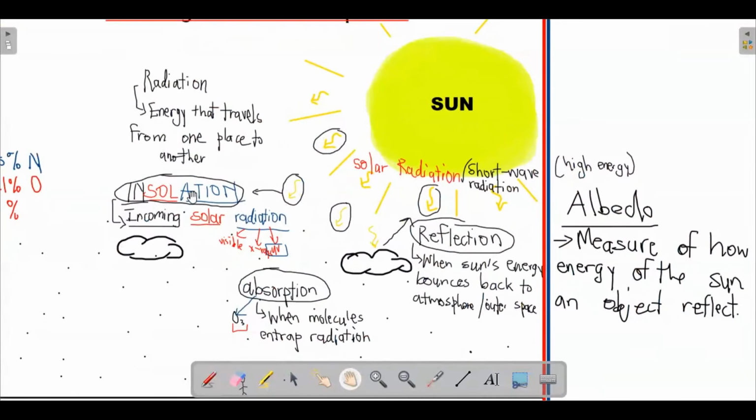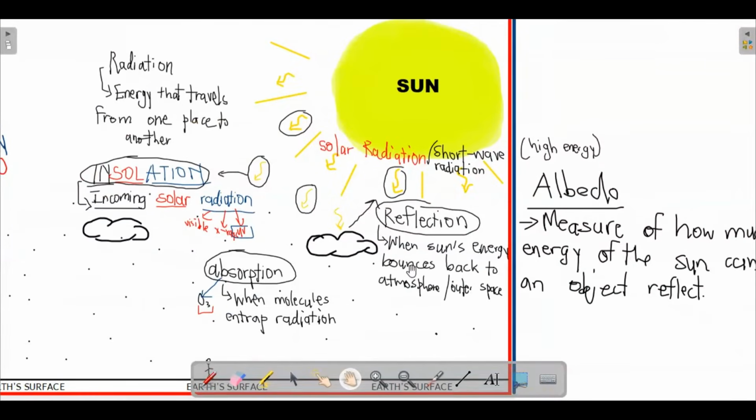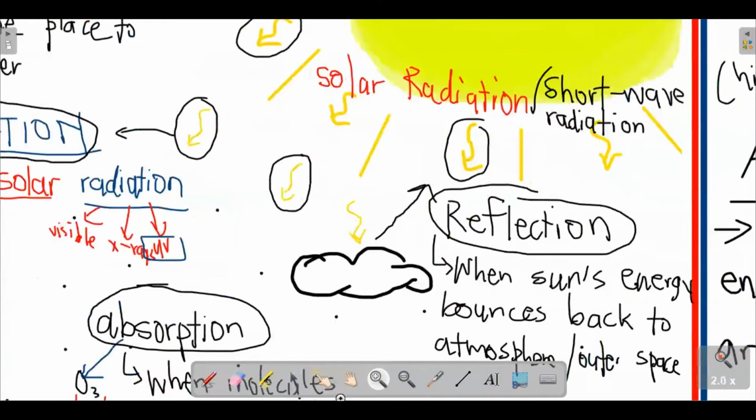So insolation is incoming solar radiation. Absorption is when molecules entrap or take in this energy. Reflection is when the sun's energy bounces back to the atmosphere. It returns, it changes direction, so it immediately moves to the opposite direction. That is very important to note. When something bounces, if it comes from this direction, then it will bounce and move back to the same direction it came from.